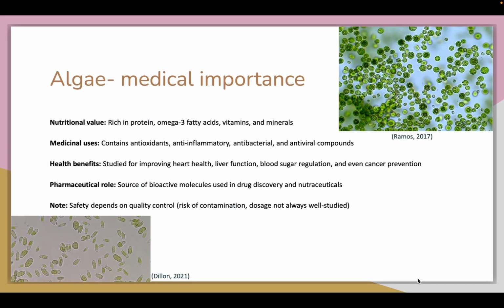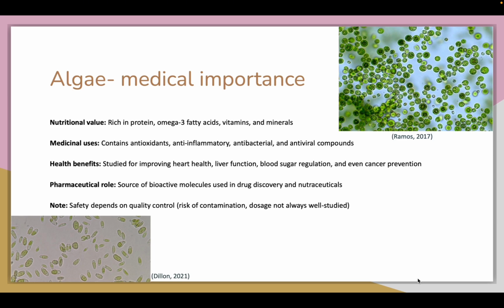Algae has many different medical importances: nutritional values, medicinal uses, health benefits, and pharmaceutical roles. The nutritional values include protein, omega-3 fatty acids, vitamins, and minerals. Medicinal uses are antioxidants, anti-inflammatories, antibacterials, and antiviral compounds in the algae. Health benefits are improved heart health, liver function, blood sugar regulation, and even cancer prevention. Pharmaceutical roles are bioactive molecules used in drug discovery and nutraceuticals.